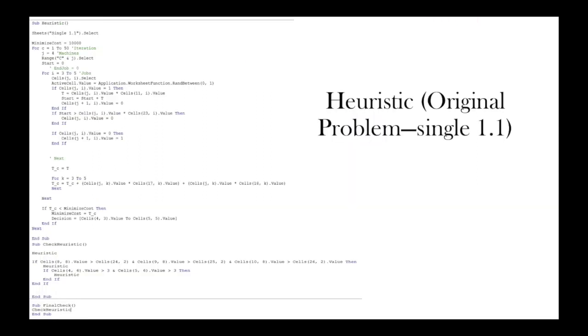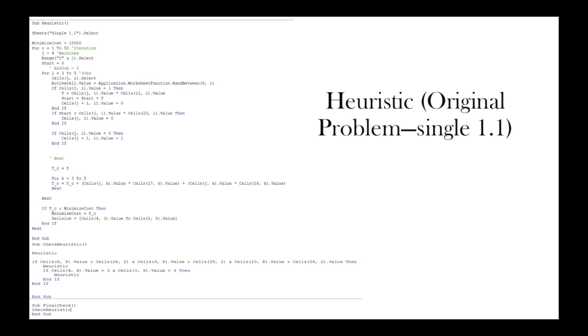This is the heuristic that I have developed for the original problem. I did this so I could get a grasp on the concept as well as the original CPLEX code. The heuristic loops through itself 50 times. It starts at machine 1, job 1, and randomly picks either a 0 or a 1. From there, it will start the production time.